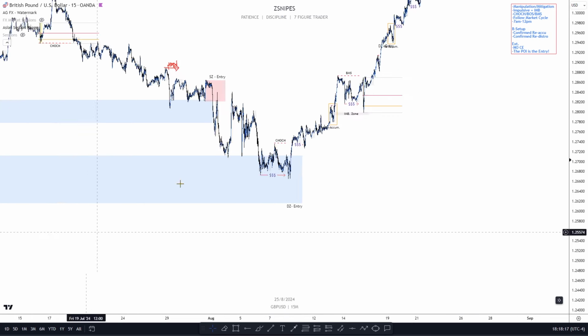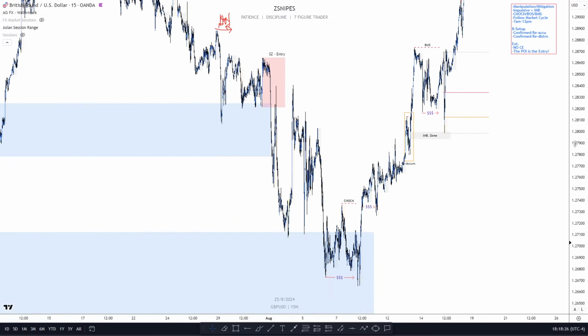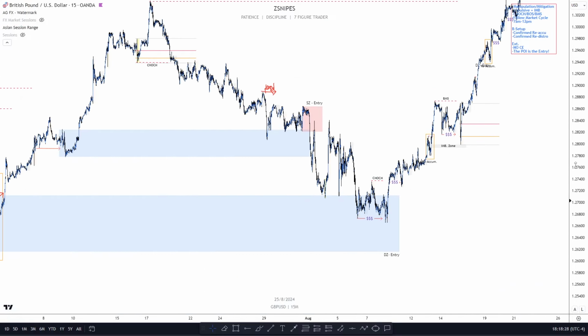We reach a demand zone. We get an accumulation right here with a manipulation and a change of character. Now we're going into a bullish market cycle. So now what are we looking for? Now we're looking for buys. Now we can be aggressive on our buys.